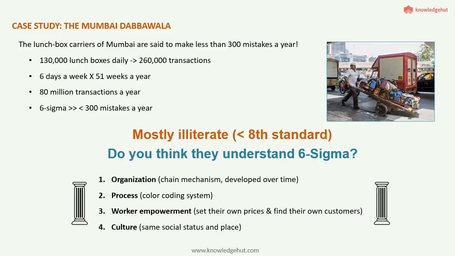Their business runs on a few pillars. First being the organization, which is their chain mechanism which is developed over time. Then they have some process of a color coding system. Worker empowerment, set their own prices and define their own customers. And the culture, they are mostly from the same social status and hail from the same village and area.